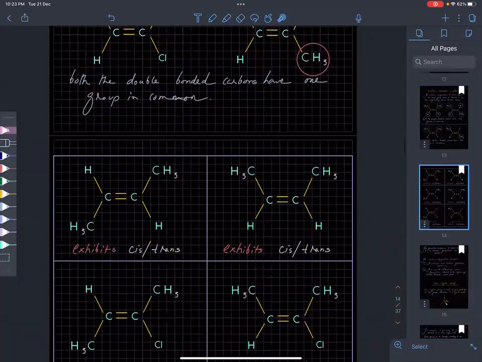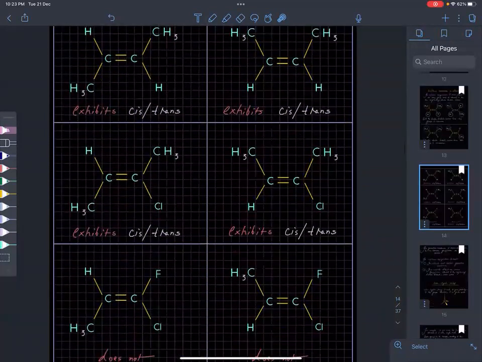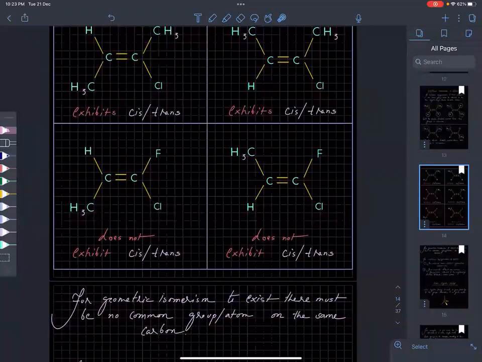What about these two? First one is trans and second one is cis. What about this? Trans and cis. This is trans and this is cis. Clear? What about this? Sir, no trans and no cis.